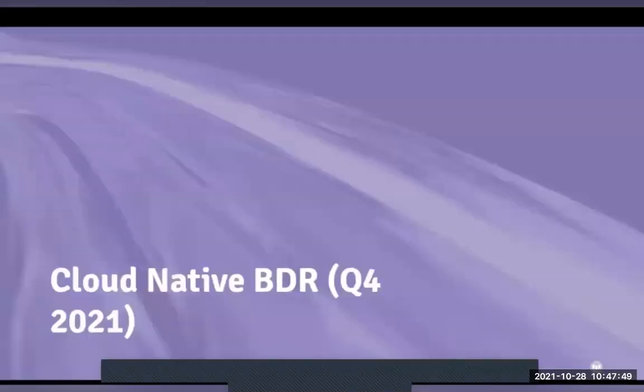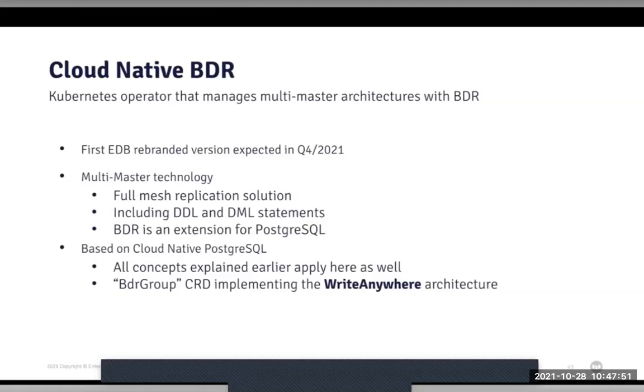And real quick here, cloud native BDR. You might have different applications that have different requirements. So BDR can be used for when you want to have any of the nodes in a cluster be able to accept writes. This implements the write anywhere architecture with BDR 3.7. This is multi-master replication. So we'll have that available later in the year.